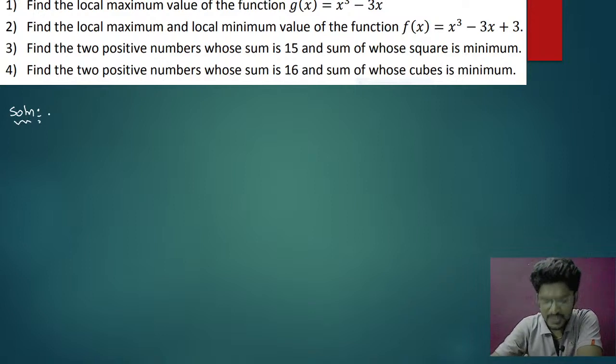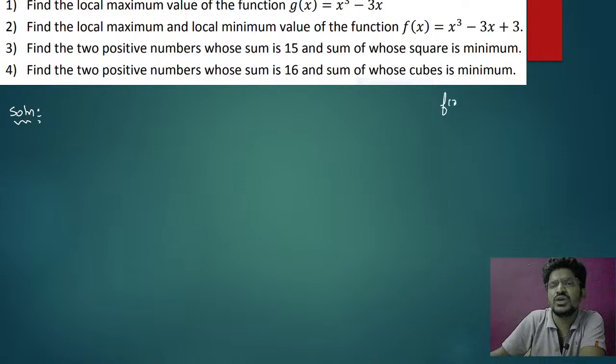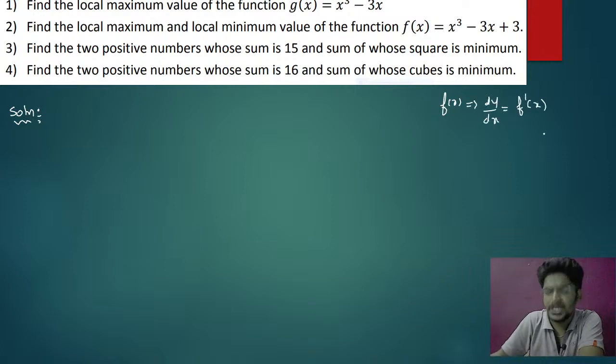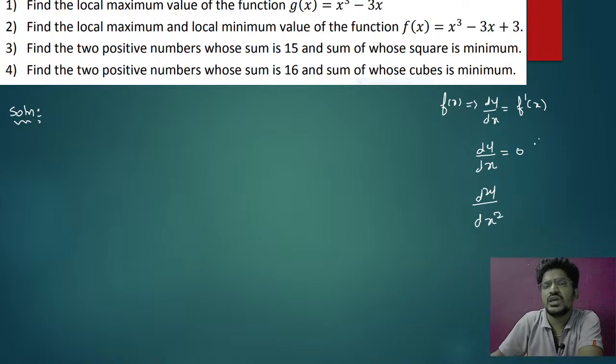So for local maximum and local minimum, what you have to do? They will give you f of x. From this you have to calculate dy by dx, which is nothing but f dash of x, and you have to equate this term to 0. After that you have to calculate d square y by dx square. Here you find the values of x, that be alpha and beta, no problem.